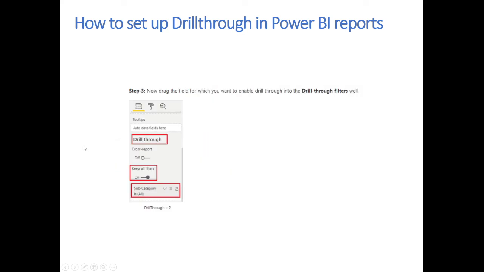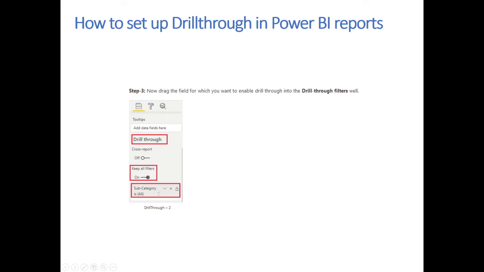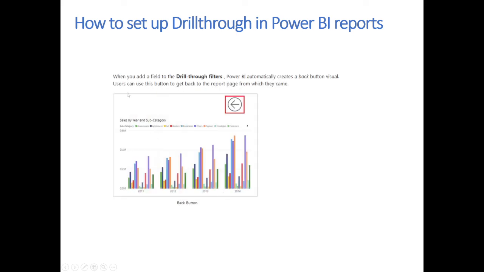Step 3: now drag the field for which you want to enable Drillthrough into the Drillthrough filters. So we have the Drillthrough filters. Keep all filters on, and for this one the subcategory is selected. When you add the field to the Drillthrough filters, Power BI automatically creates a back button visual. So this is the back button visual. Users can use this button to get back to the report page from which they came.